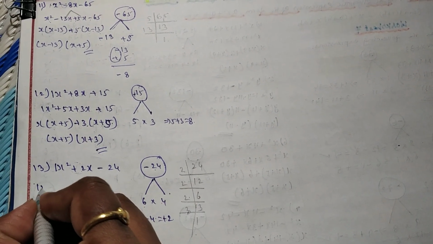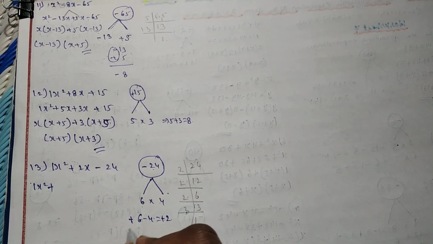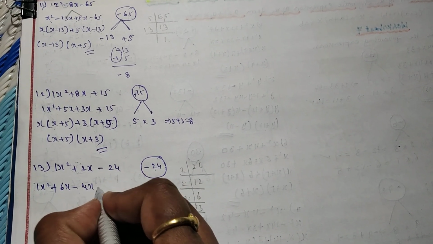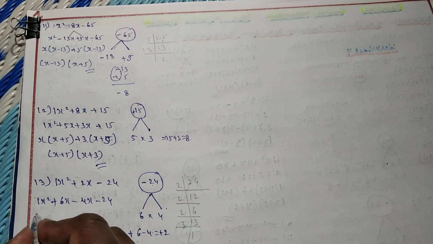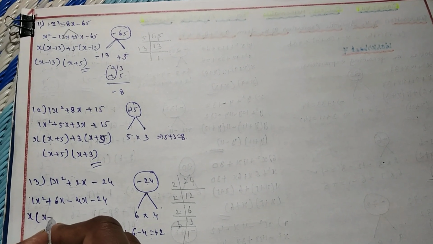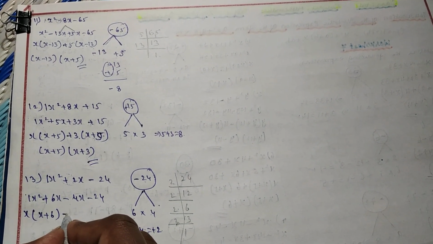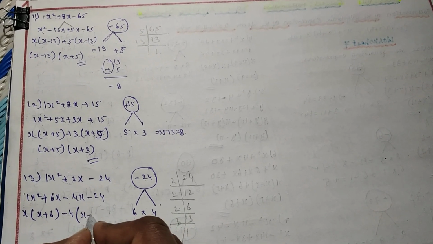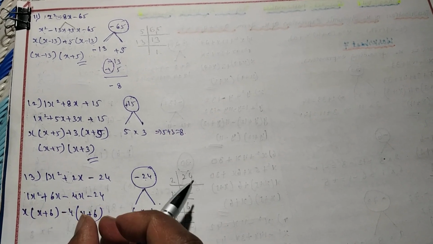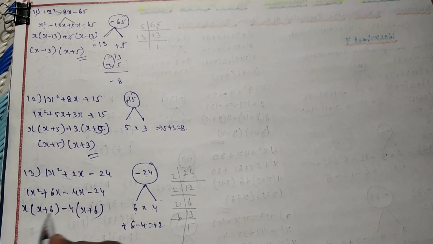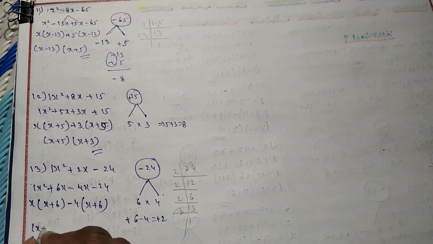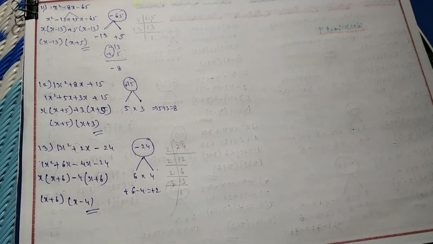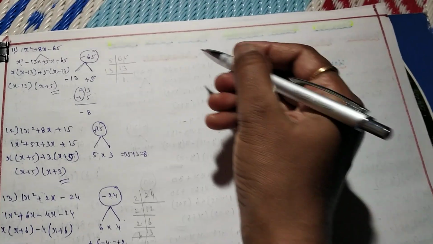Clear? So 1x square plus this plus 2x, I'll write it as plus 6x and minus 4x minus 24. In between these two, x is common. Left out is x plus 6 and third term minus as it is, and 4 is common between 4 and 24. I'll take it out and x plus 6, or you keep this x plus 6 as it is and then adjust it. In between these two, x plus 6 is common and left out is x minus 4. Clear? Now let me move to 14th question, children.